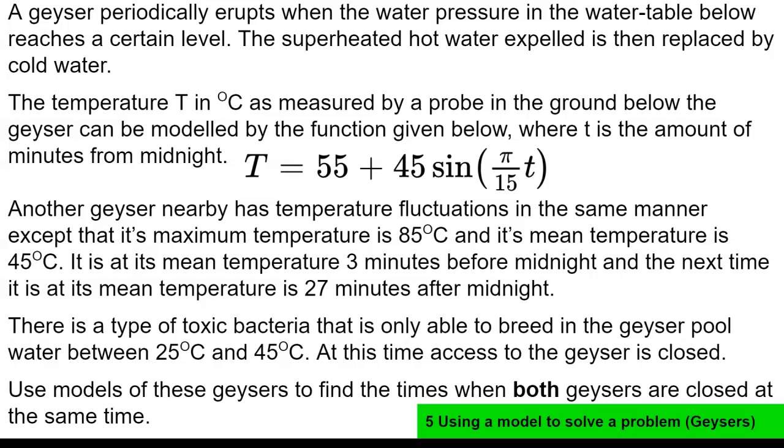Yeah, so we're looking at this problem here, which is talking about a geyser. Okay, the geyser is happening here. It's talking about the temperature T. So that's the temperature there on the y-axis. Capital T can be modeled by the function where small t, so that's what's going to go on the x-axis, is minutes from midnight.